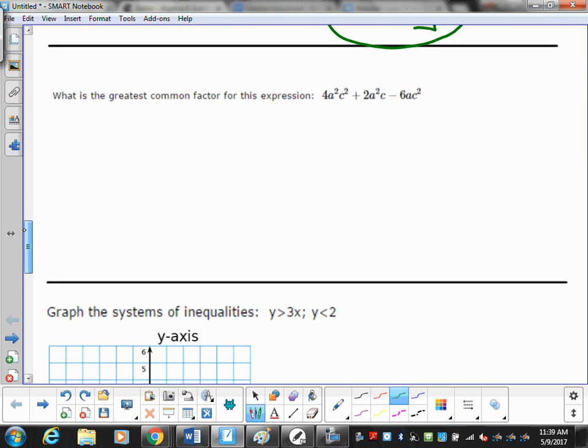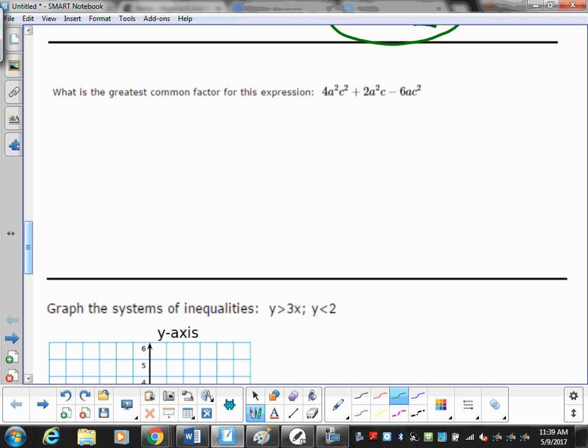Alright, next step, our next part. What is the greatest common factor for this expression? On these, you have to find the common factor of the coefficients first. So the largest number that will go into 4, 2, and 6 is just a 2. So that's the first part of my greatest common factor.